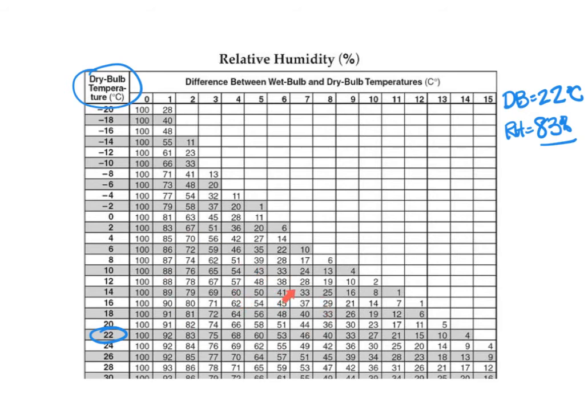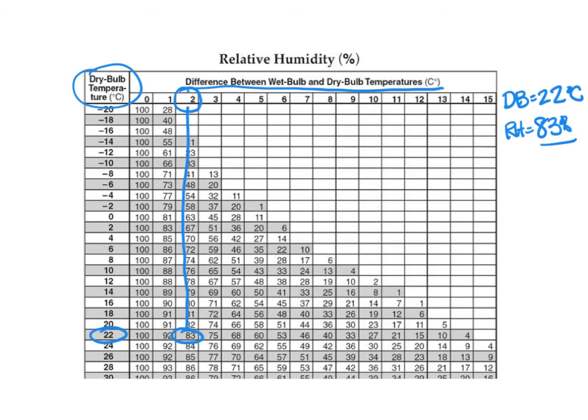So we have to find 83% when the dry bulb temperature is 22. If you follow this over until you find 83% right here, that gets us somewhere. Now that we've found that, you can follow it to find some information. We know then 2 is the difference between the wet bulb and the dry bulb. 2 is not the answer. Okay, I almost tricked you. So you've got to be careful here.